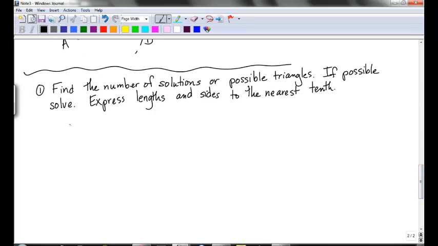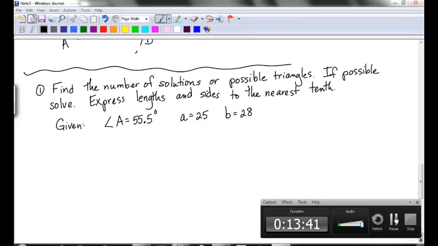So here's the given. Angle A is 55.5 degrees. Side A is 25. Side B is 28. Now, I'm going to stop this for a minute. I want you to figure out first, is it the ambiguous case? Is it two sides and an angle opposite one of them? Maybe before I do that, I should draw the picture.